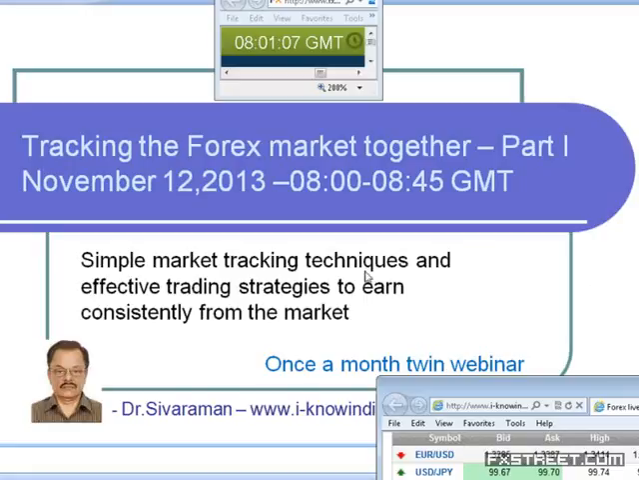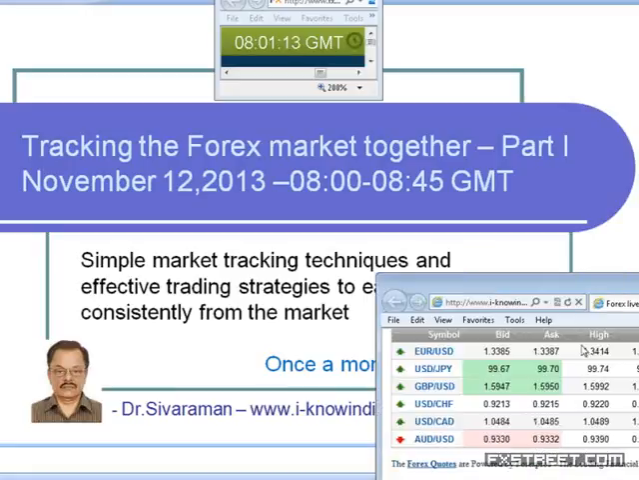So it is a simple market tracking technique, in which we use only the live market code page as the tool. Besides, we track the market using the GMT time. So it is 8:01 GMT now. So it is on 12th November.